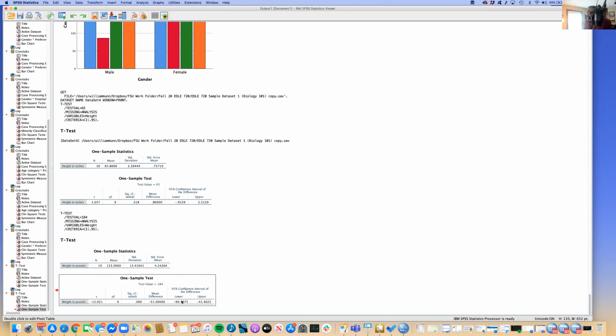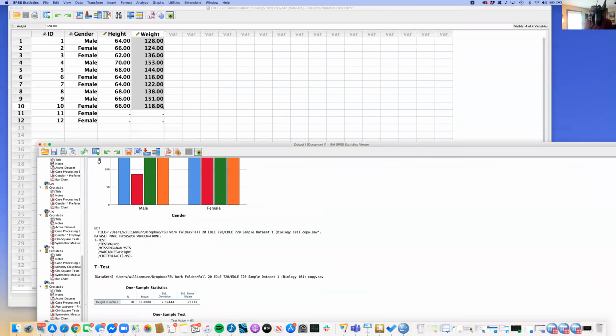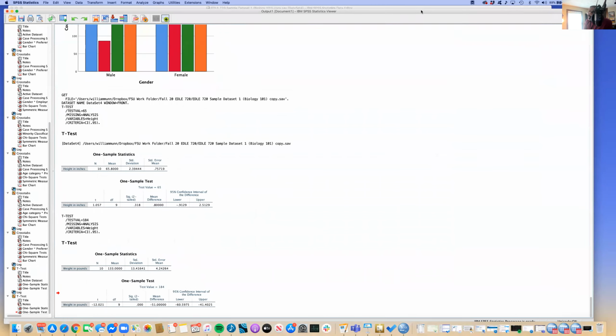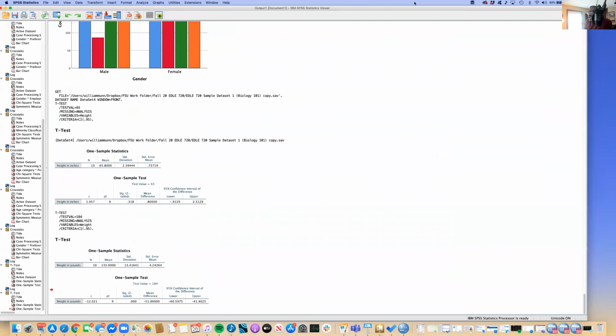So if we did this test again, what this is telling us is that 95% of the time the mean difference, instead of being 51 pounds, could fall as low as 60.5 and be as high as 41.4. And that's because the data set is small, right? We don't have a ton of cases here. But based off of what we do have, it is a significant difference from the national average weight.